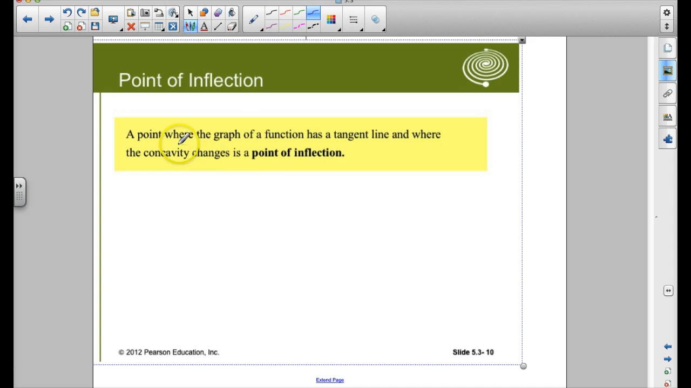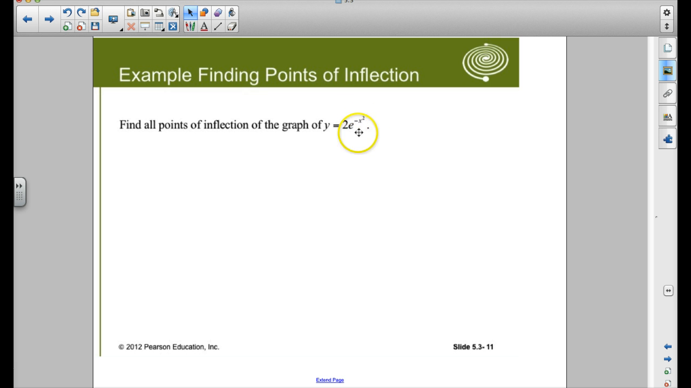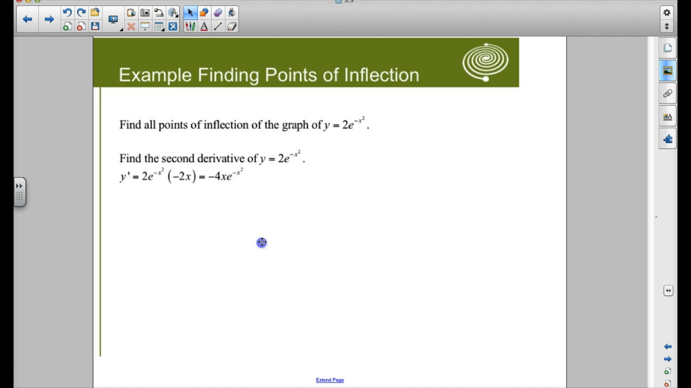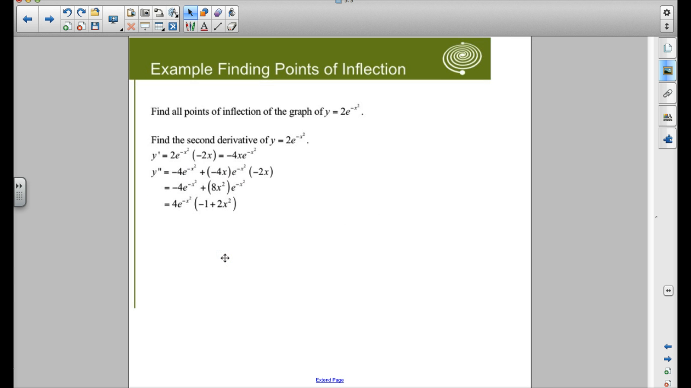Now, the point of inflection involves the second derivative. So first we're going to take the first derivative of this. It's a chain rule: 2e to this times the derivative of that. Then we find the second derivative. The first derivative is 2e to this times the derivative of the inside. The second derivative is now a product rule. We work out the product rule and get down to this as my second derivative. I'm going to wait a second to have you copy that down.